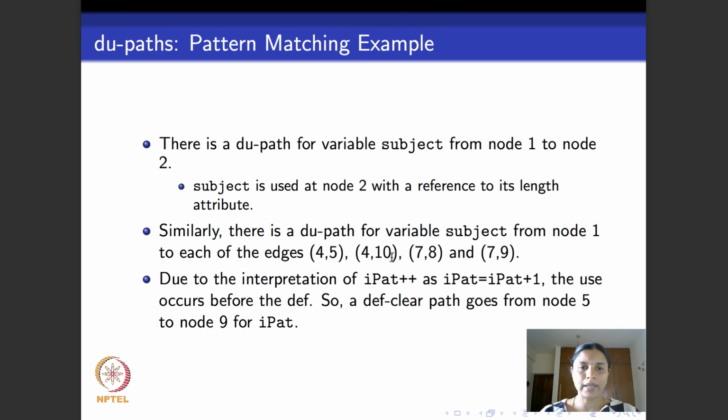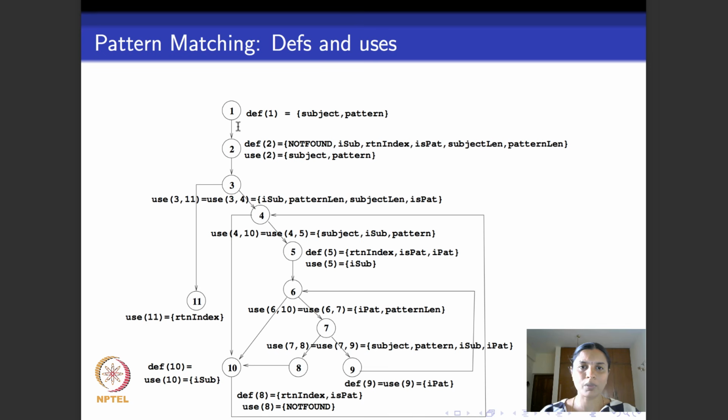Similarly, if you go back, there is a du path for the variable subject from the node 1 to (7, 9) and (7, 8), because it is being used here also but not defined anywhere in between. Please remember, a du path is a path between a definition and a use such that there are no definitions in between in the path of that variable. There could be uses in the path of that variable, that's all right.